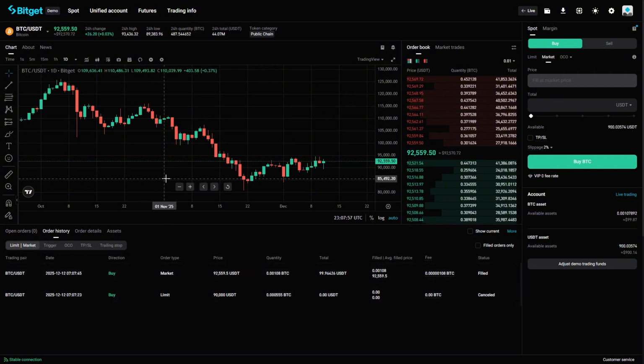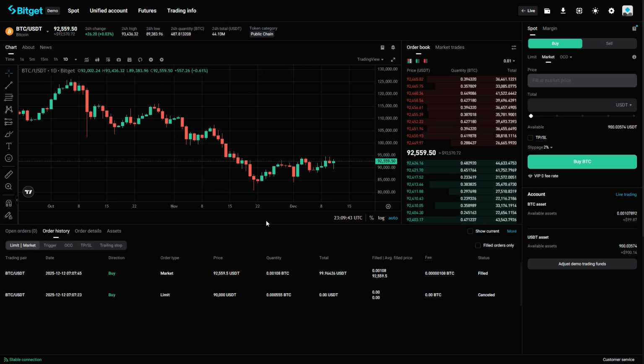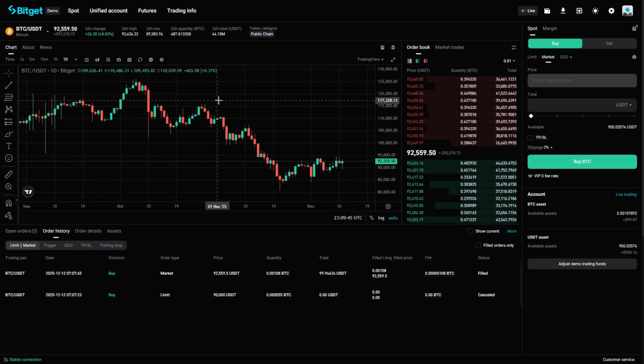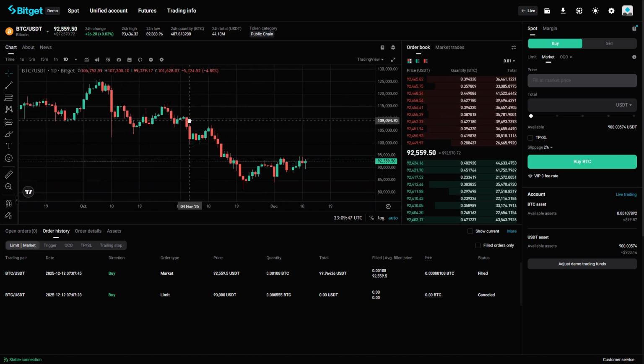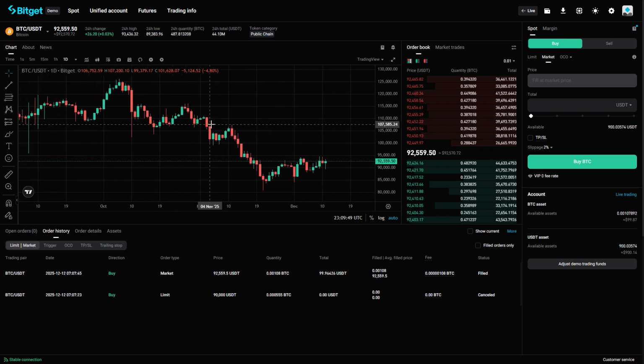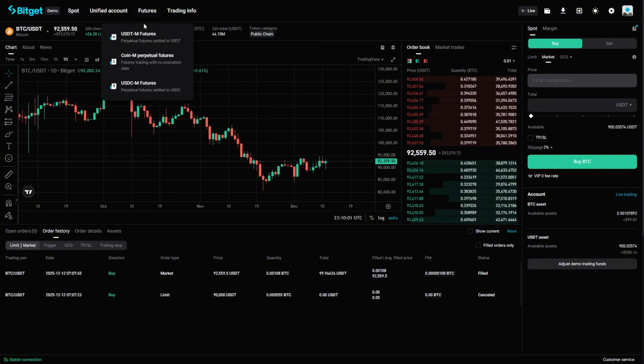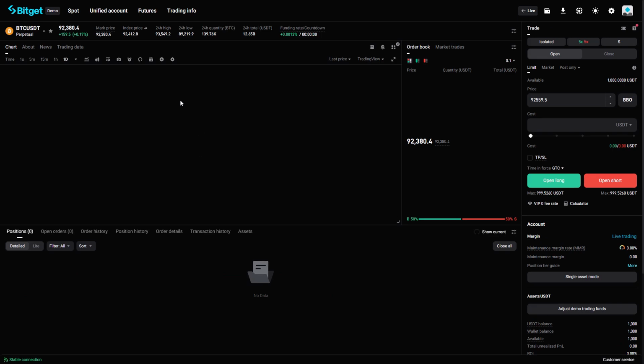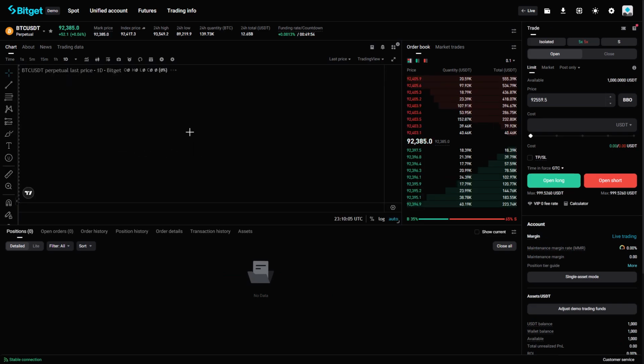Now let us talk about something more advanced, leverage trading. All right, now we are getting into the big leagues. Futures trading with leverage. This is where you can amplify your gains, but also your losses. So listen carefully. First, make sure you have transferred funds to your futures wallet like I showed you earlier. Then click on Futures in the top menu. The futures interface looks similar to spot, but there are some key differences.